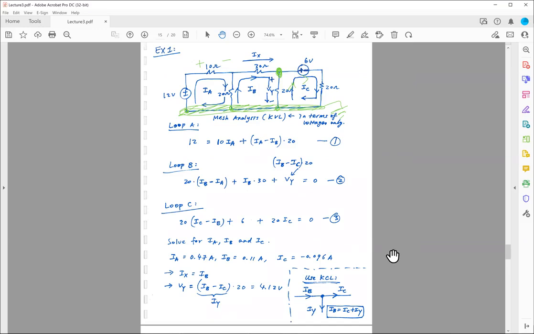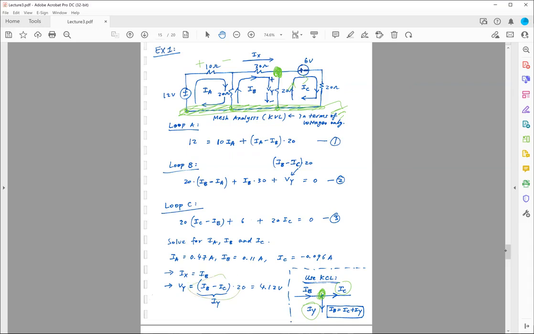Okay, so another thing that you can use to visualize this is this. IB is the current that flows into this node. IC is the current that leaves this node. So this node here is this node. IB is going into this node, and IC is leaving this node.